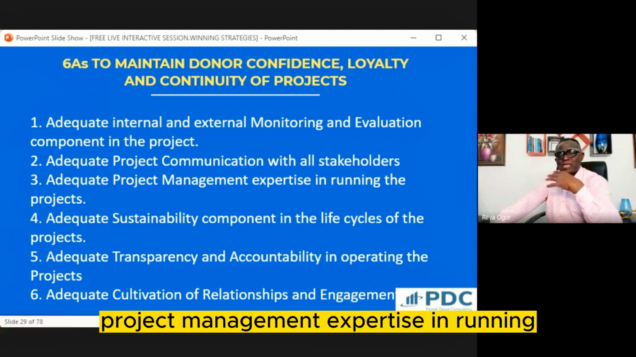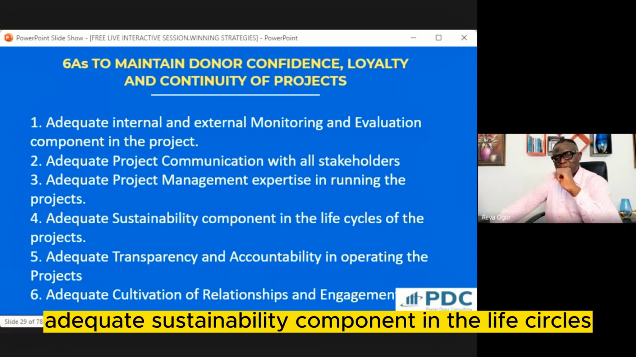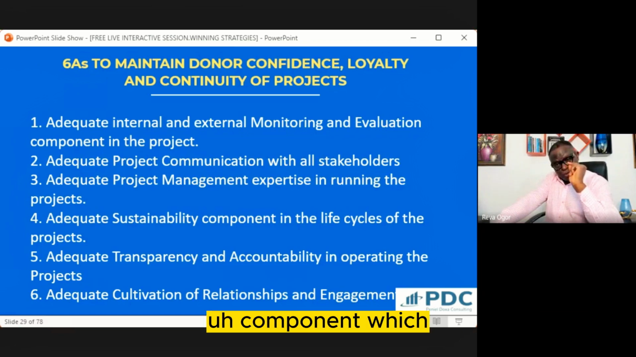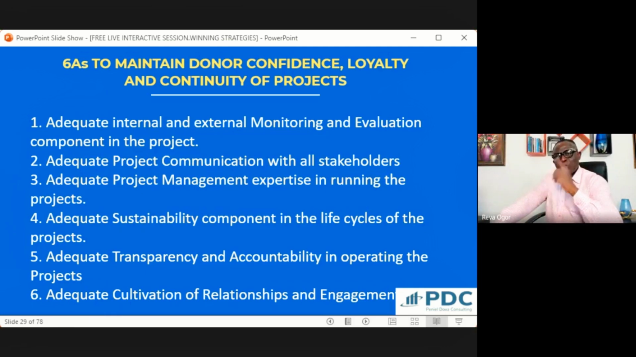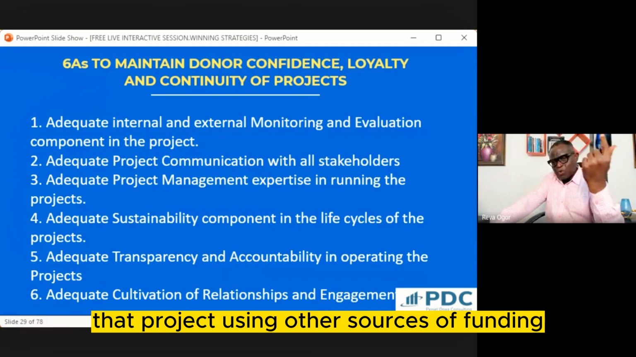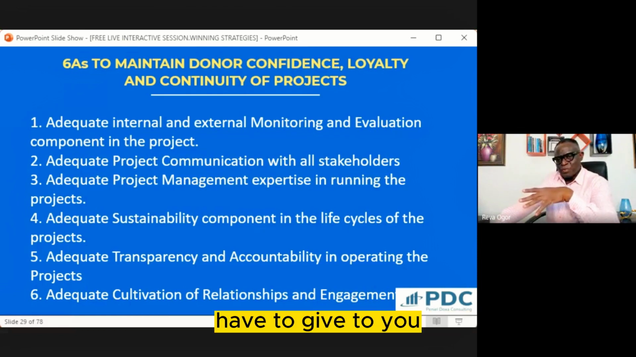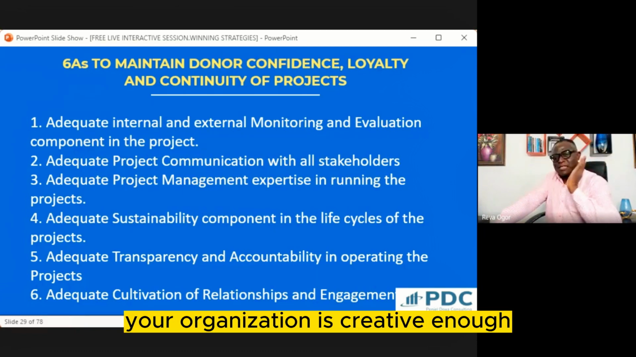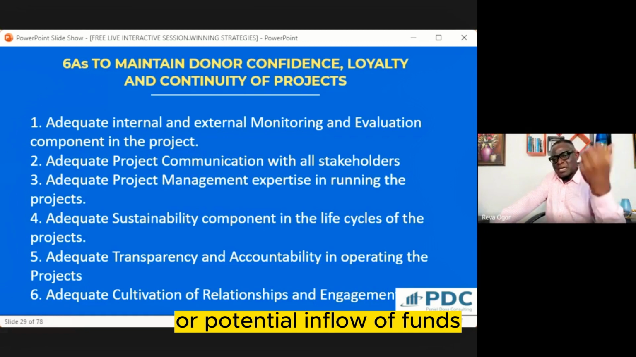You need to have adequate project management expertise in running the projects. I cannot overflog that issue. Let me just go on. Then adequate sustainability component in the life cycles of the project. One particular sustainability component which your funders will look for is, if their own funding cycle comes to an end, what will happen to your project? They want to see that you have in place plans to continue that project using other sources of funding, irrespective of what they have to give to you. All right. So you must show that your organization is creative enough to embrace a wider scope of potential donors or potential inflow of funds.